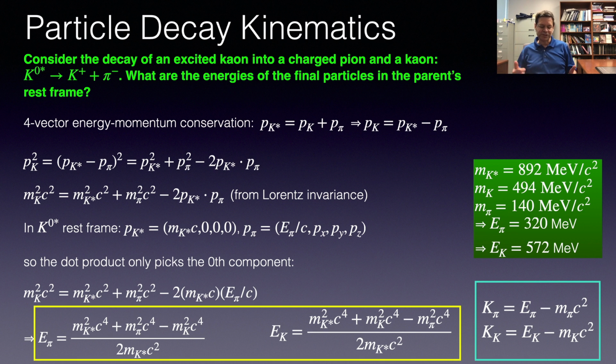The total energy in the final state has to equal the rest mass energy of the initial particle when it's decaying at rest. And you can find the kinetic energies of each particle by just subtracting off their rest mass energies. So for the pion, I have 320 MeV. I'll be subtracting off 140 MeV. So I'm going to have something like 180 MeV of kinetic energy. For the kaon, I have 572 MeV. I'm going to subtract off 494 MeV. So I'm going to be closer to like 78 MeV or something like that. Okay, so those are just some examples of how to do some calculations for collisions and decays.